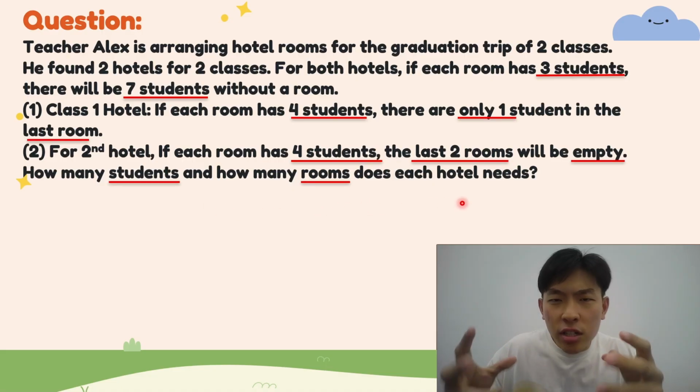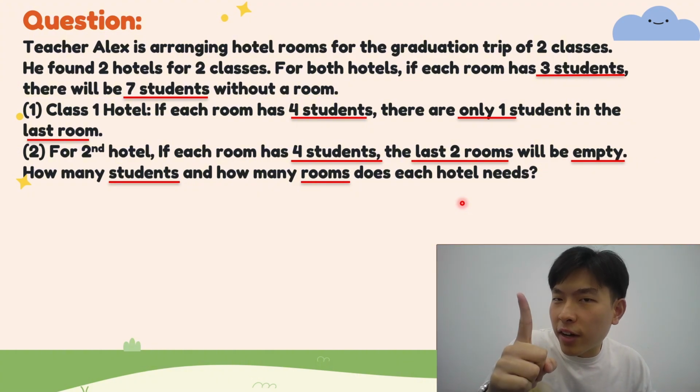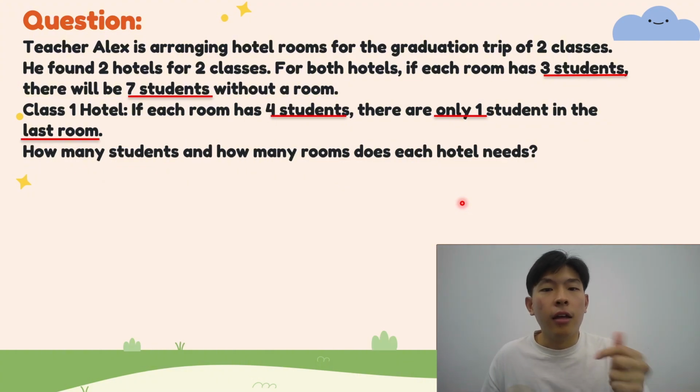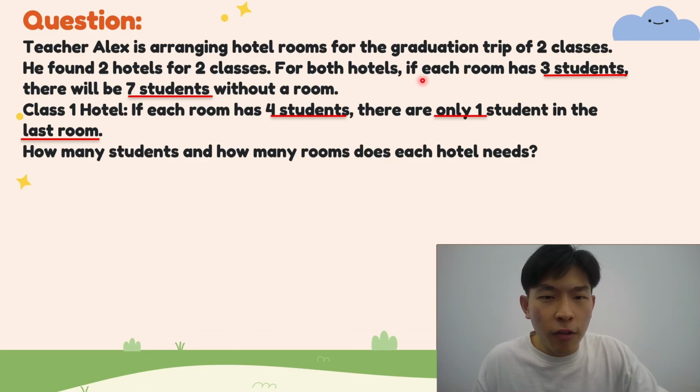Now, since this question has 2 parts, let's look at the first part first. Only the first part. Here we have both hotels. Each room has 3 students and 7 students are left. Each room has 4, only 1 in the last room.